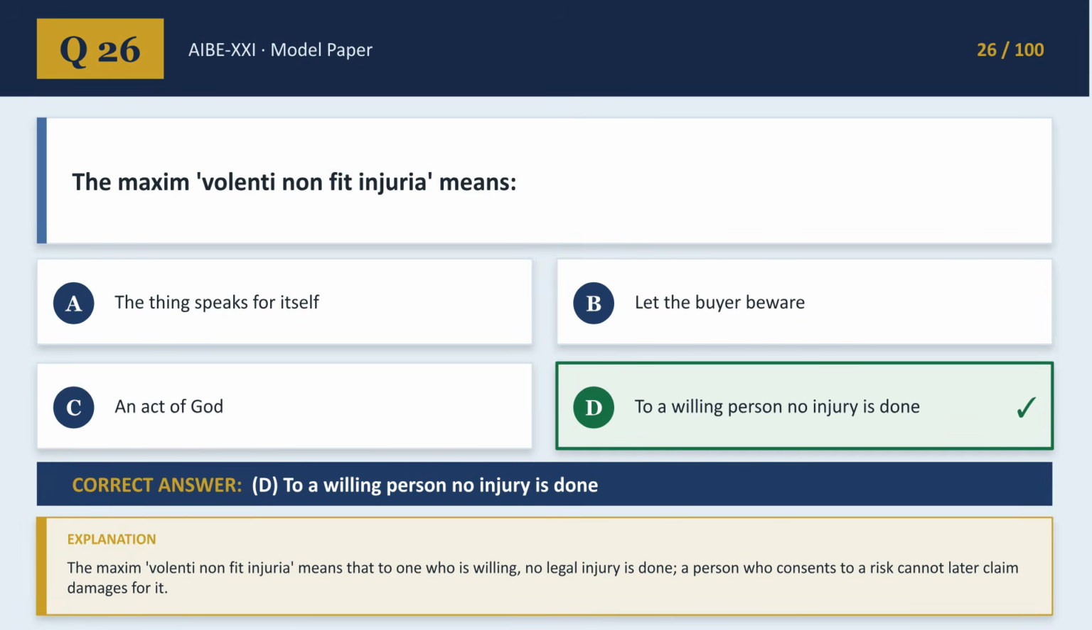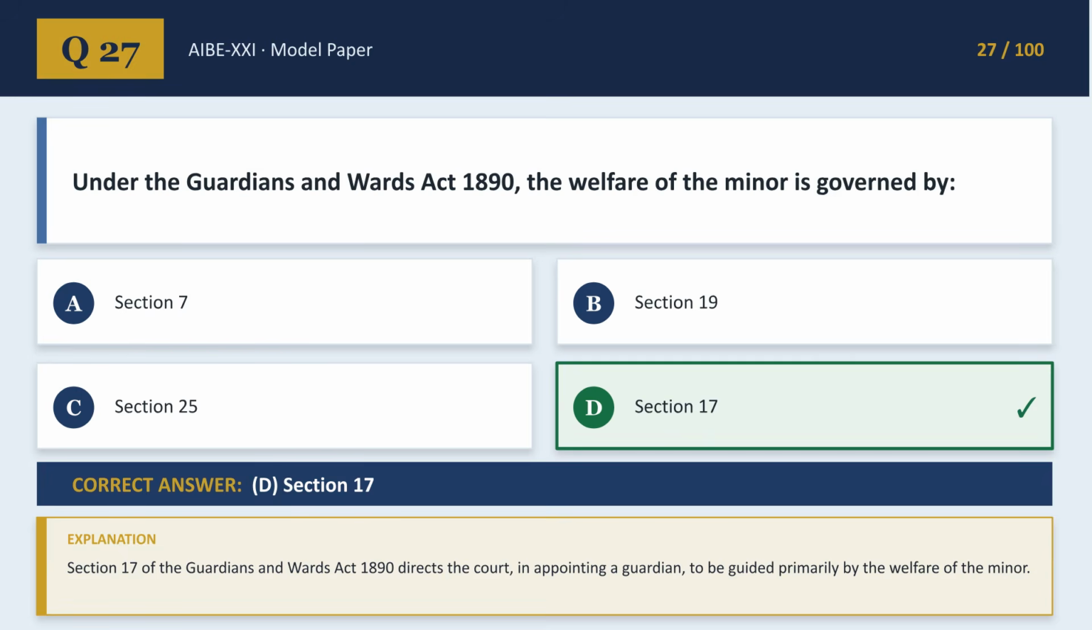Question 26. What does the maxim valenti non fit injuria mean? The correct answer is D, to a willing person no injury is done. This implies consent prevents a claim for damages. Question 27 asks, what governs the welfare of the minor under the Guardians and Wards Act 1890? The correct answer is D, Section 17, which directs the court to prioritize the minor's welfare.